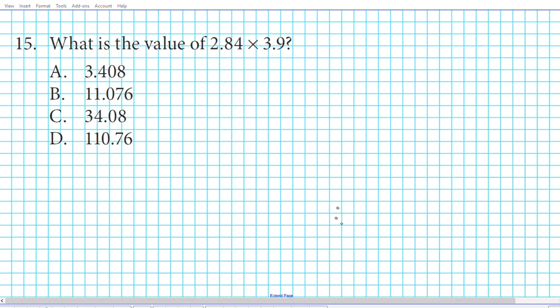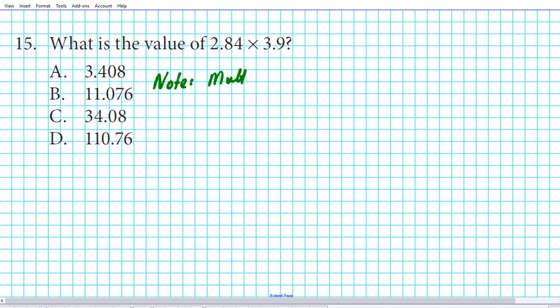Let's take a look at question number 15. It reads, what is the value of 2.84 multiplied by 3.9? So something to note concerning multiplying decimals.